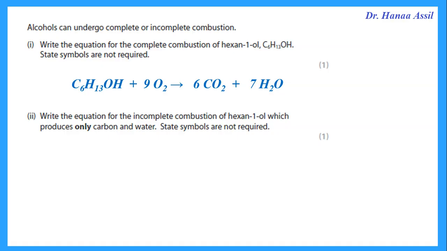Then it says write the equation for the incomplete combustion of hexane 1-ol, which produces only carbon and water. Remember we said incomplete combustion could give carbon monoxide plus water, or just carbon and water. Here the question specifically states carbon and water. Again, we have to balance the equation.